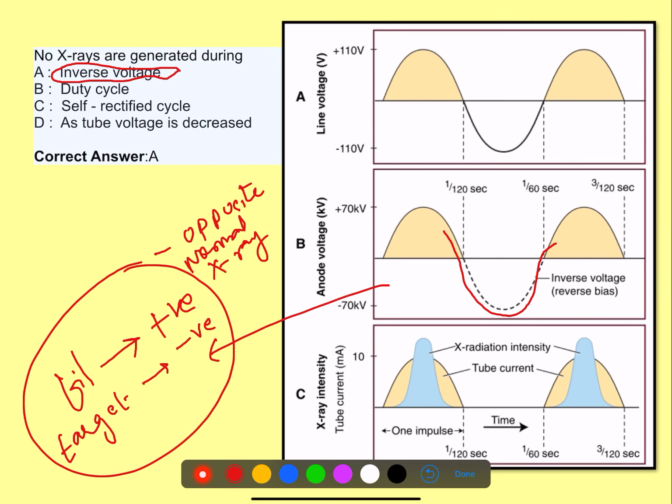So here the filament becomes positive and target becomes negative, and therefore no electrons pass during this cycle. If no electrons pass, then there is no X-ray production. So during inverse voltage, which is also called reverse bias, there is no production of X-rays.